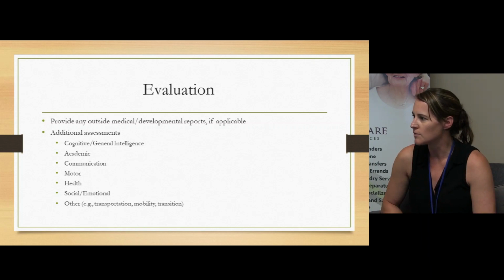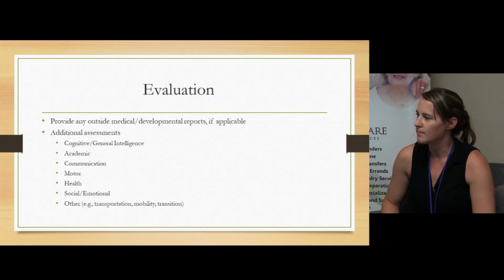Motor includes fine motor, so how they're able to hold a pencil or write, or do buttons. Can they do the buttons on their pants to be independent to go to the bathroom, or can they zip their backpack? Making sure that they're able to do what's expected of other kids their age in school. Health would include vision and hearing, and if there's anything medically going on with the student. Social emotional can encompass behavior. It can encompass any current medical diagnoses, like OCD or bipolar, any of that's under the social emotional.